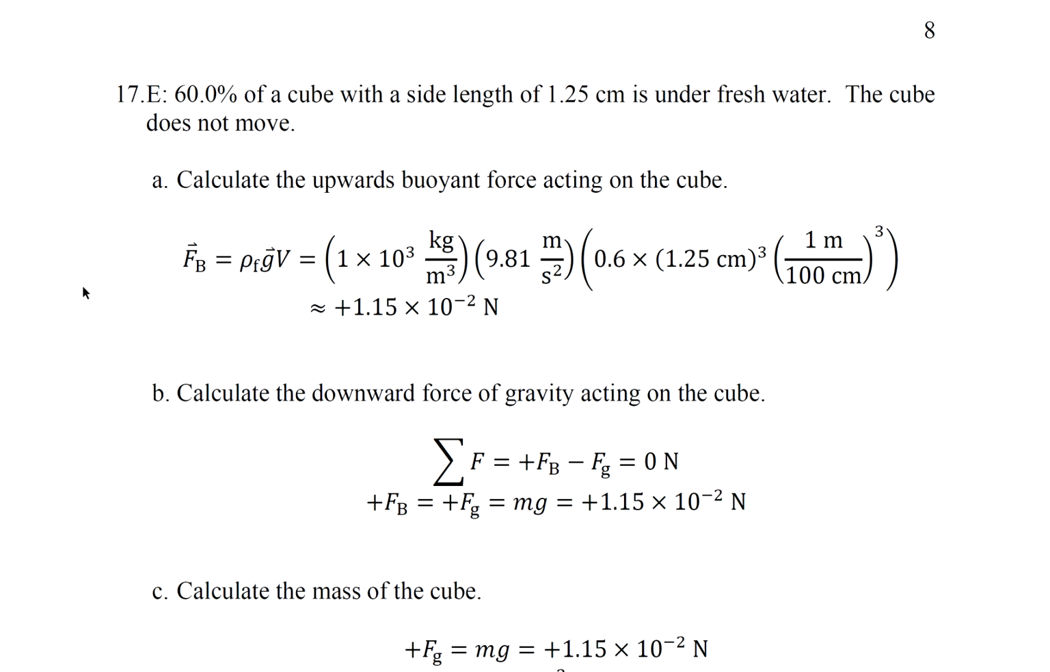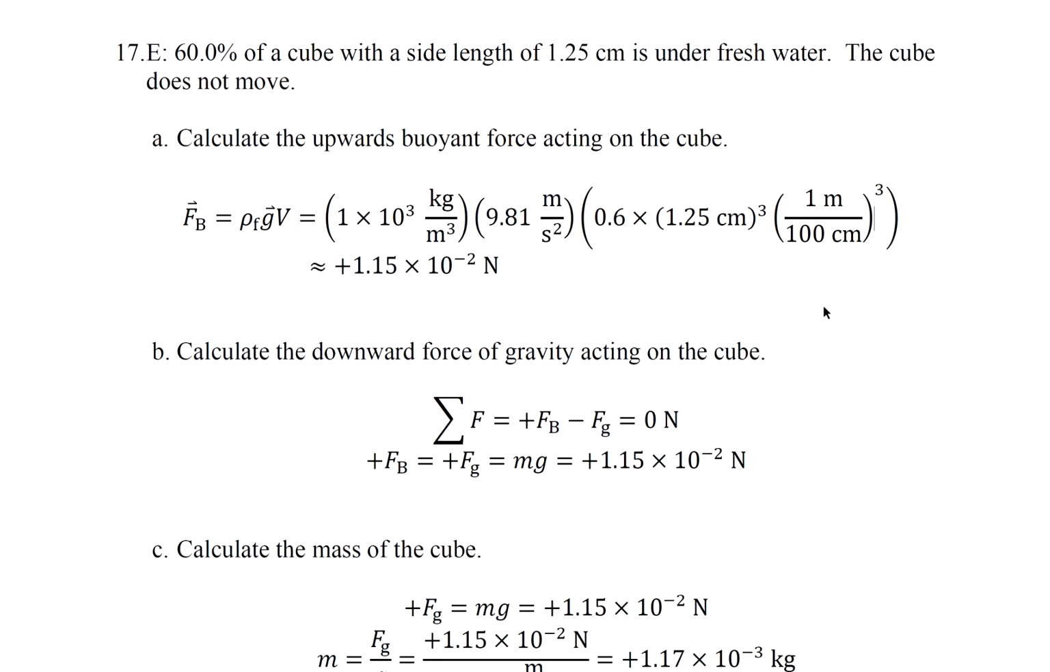So we're just going to use force of buoyancy equals rho g V. And for V, we have a 0.6 here, because it's 60% under the fresh water. And we're going to convert centimeters to meters.